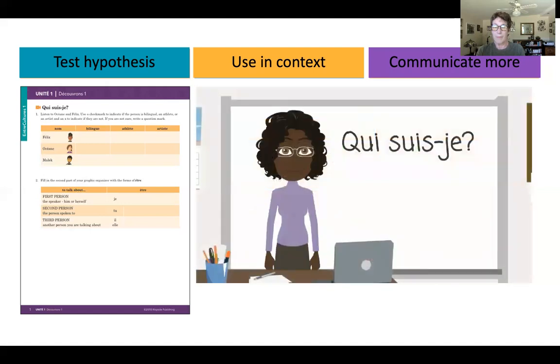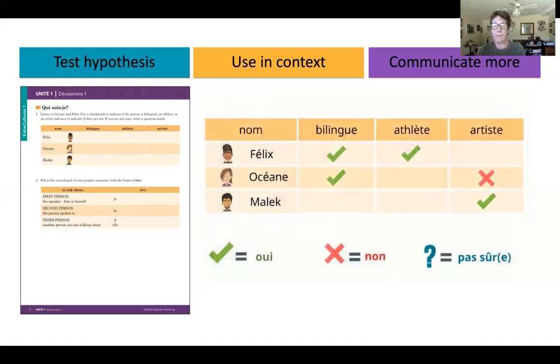Très bien. Félix est bilingue et Océane est bilingue aussi. Félix est athlète. Il aime les sports. Océane n'est pas artiste, mais son ami Malek est artiste. We didn't hear if Malek was bilingual or an athlete, or if Félix was an artist. Océane may be an athlete, but she didn't talk about that. Question marks mean we do not know.